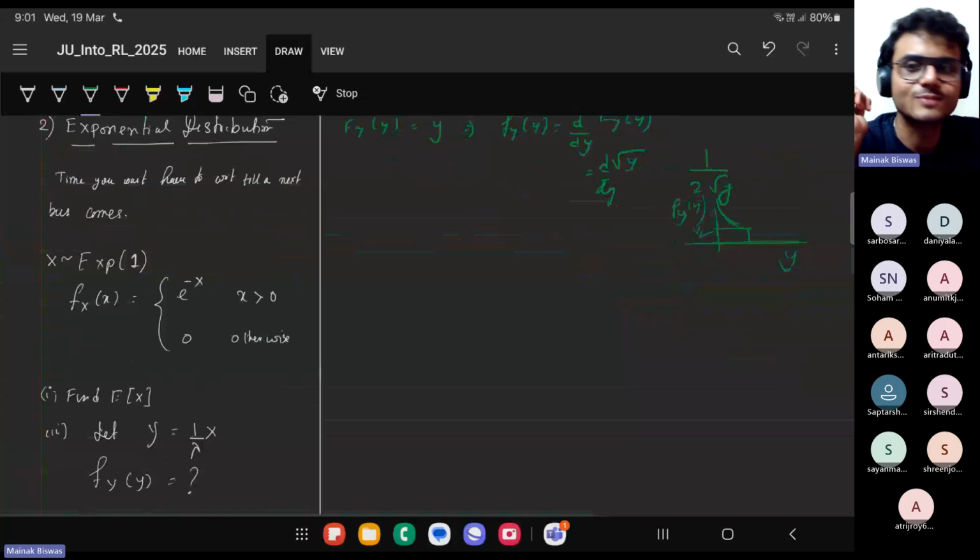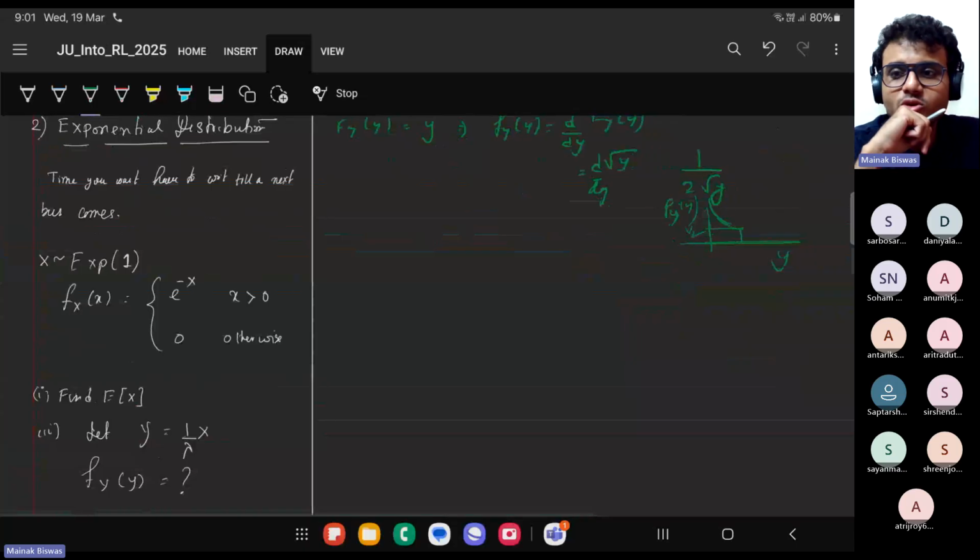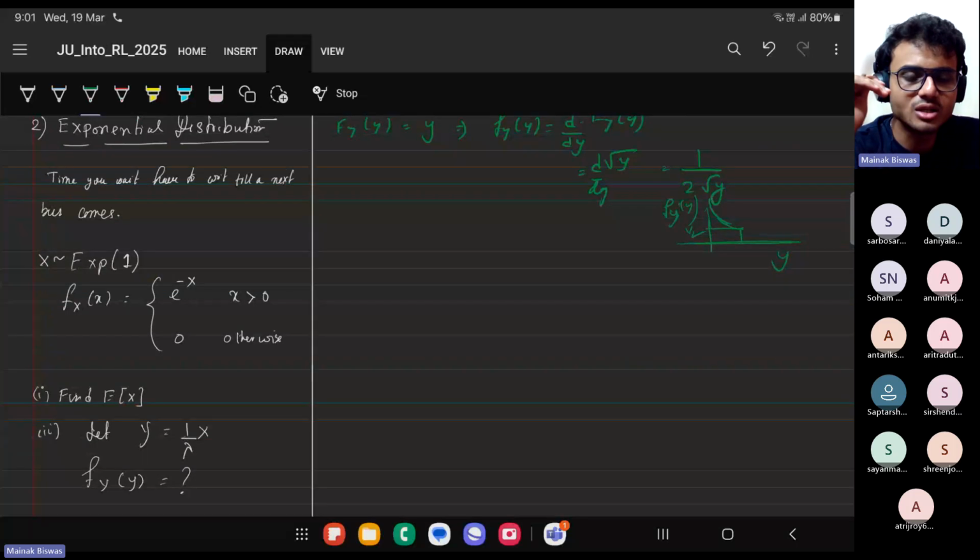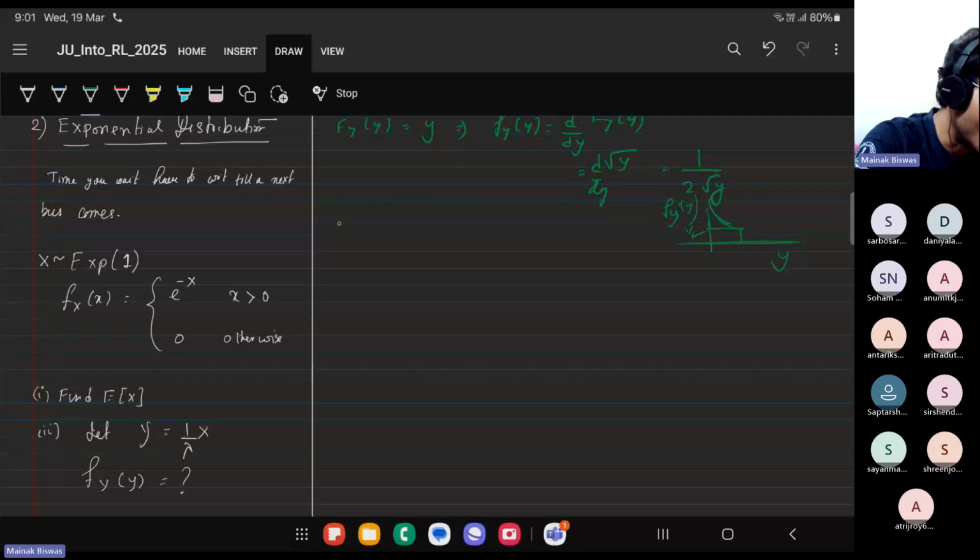Now we'll go to what is known as the exponential distribution. The exponential distribution is like the time you must wait till something happens. Especially in radioactivity, you may remember there was an exponential decay in the number of particles. That comes from this distribution itself, where the decay is modeled by the exponential distribution. So the exponential is defined as this function. This is your P of y, the PDF. It starts at 1 and then tapers off to 0, and it is 0 otherwise.